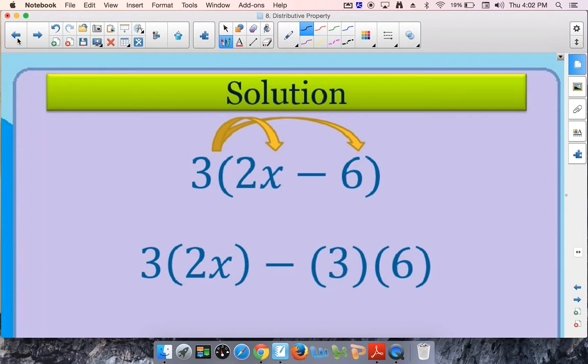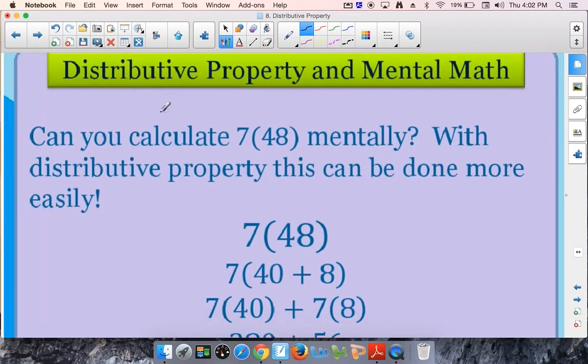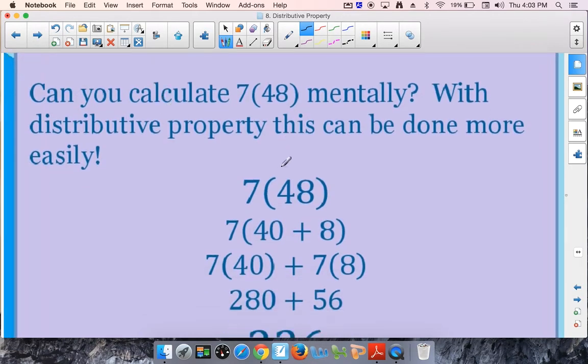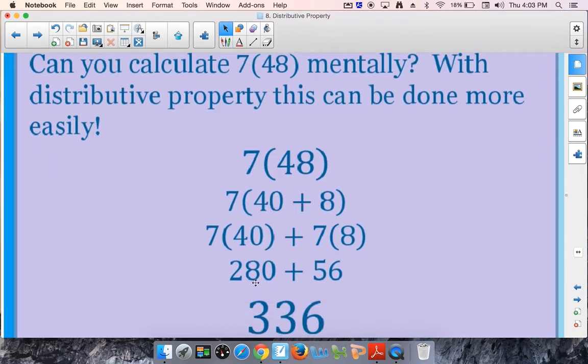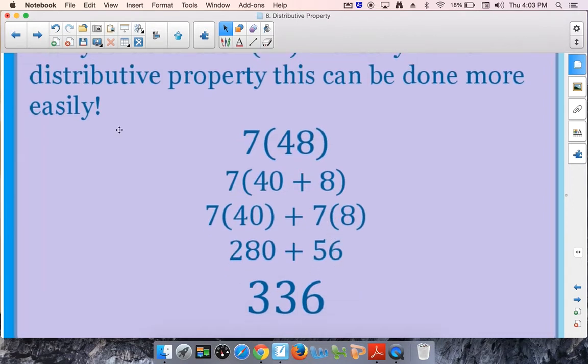The great part about the distributive property is it allows you to do things mentally. You could use it for quick mental math. If I broke this up into 40 plus 8, it would be 7 times 40 and then 7 times 8. So 7 times 40 is 280, and 7 times 8 is 56, and I could add them together.